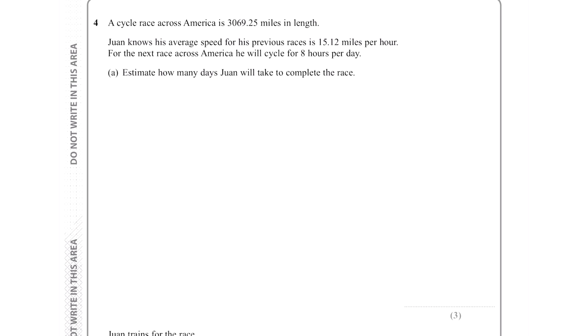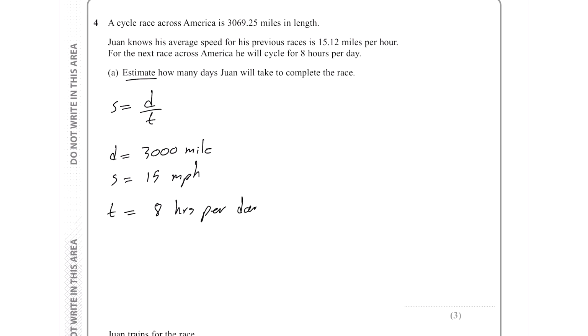So the nice bit here is they've told us to estimate. It is a non-calculator paper, so we can remember the equation: speed is equal to distance over time. They have told us the distance is 3,000 miles because I'm rounding it to make my life easier, because they've asked me to only estimate it. The average speed is 15.12, so I can round that again. So the speed can become 15 miles per hour. He will cycle for 8 hours per day.